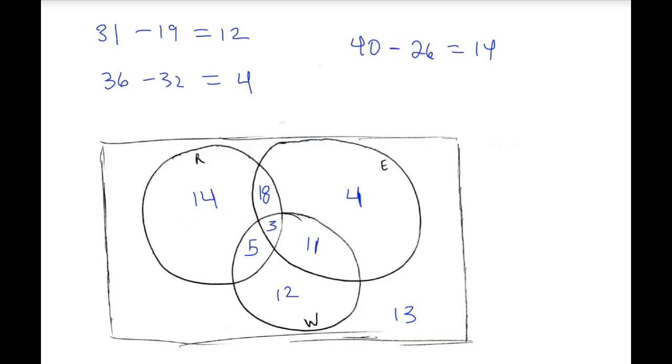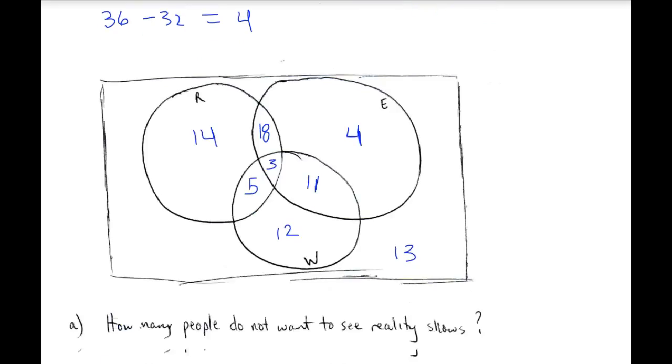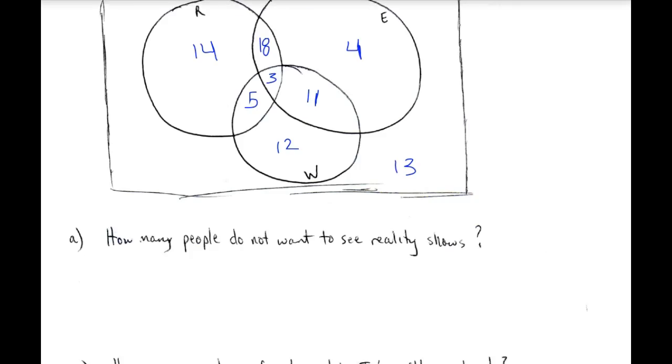And so now that we have this information, we can actually go and answer our questions, and all we have to do is look at the Venn diagram. So the first one was, how many people do not want to watch reality shows? To do that, all we have to do is count everyone that is not in the set R. So we just look at all of the numbers here that are not in the set R and count them up.